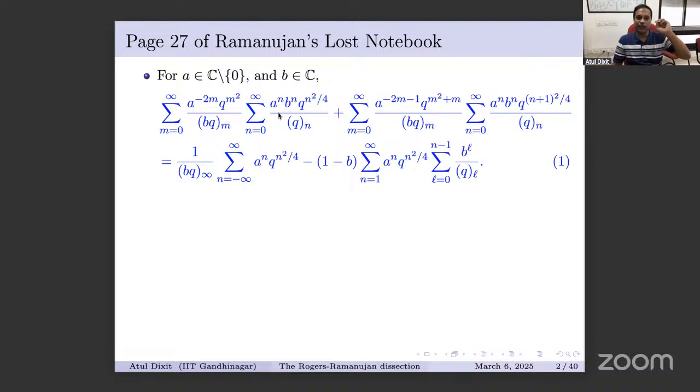And then I'm going to replace q by q raised to 4. When I let a and b both be 1, people will easily identify what this particular sum is, q to the m squared upon (q)_m. It's the first Rogers-Ramanujan function, G(q), as it is denoted. And I'm going to replace q by q raised to 4. So this is going to be G(q^4). On this side, what I'm going to get is q to the power n squared upon (q^4; q^4)_n.